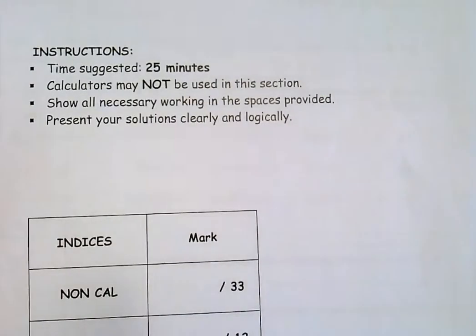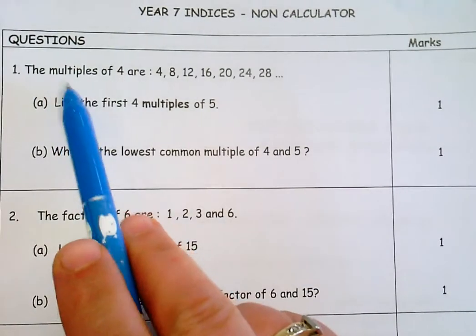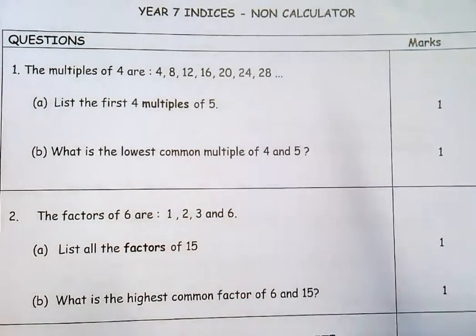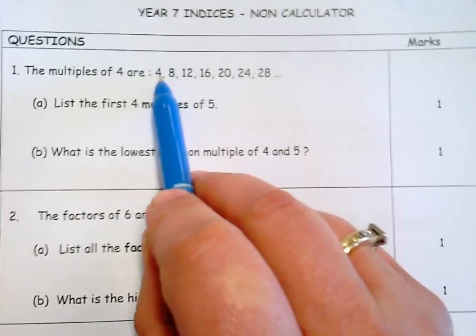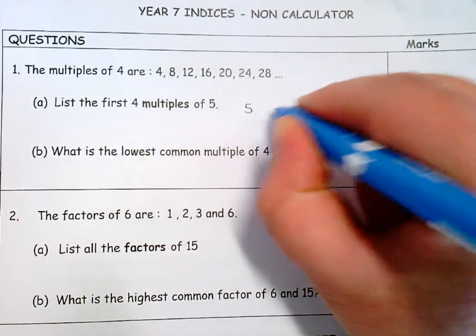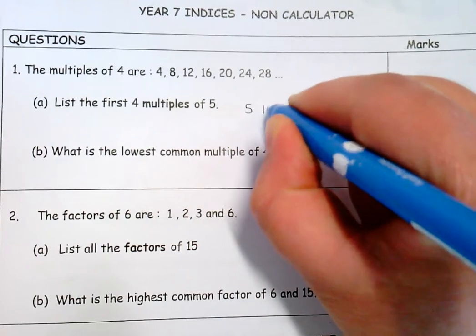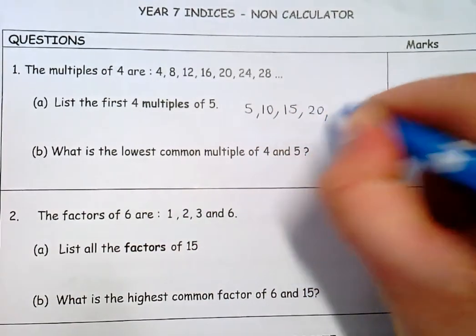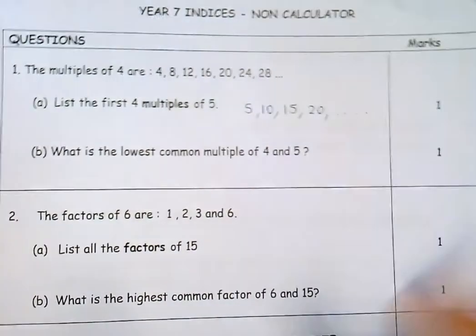Looking at question 1, the multiples of 4 are 4, 8, 12, 16, 20, 24 and 28. So these are basically the times tables for 4. The first few multiples of 5 would be 5, because 5 times 1 is 5, 5 times 2 is 10, 5 times 3 is 15, 5 times 4 is 20, etc.